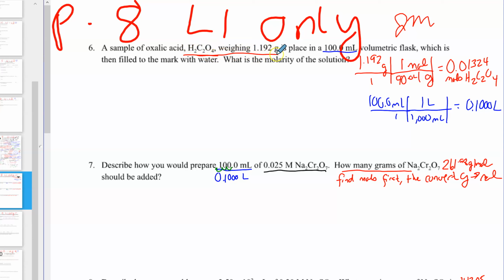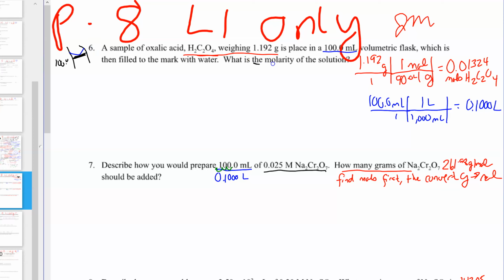Weighing 1.192 grams, it is placed in 100.0 mL of a volumetric flask, which is then filled to the mark on the neck with water. Remember, volumetric flasks have a really skinny neck, and there's a line that says that's exactly where the 100 mL is. What you're looking for is the very bottom of the meniscus at eye level just coming in contact with that line. Go back to your notes if you want to see more about how to prepare the solutions. Then it asks us, what's the molarity of the solution?